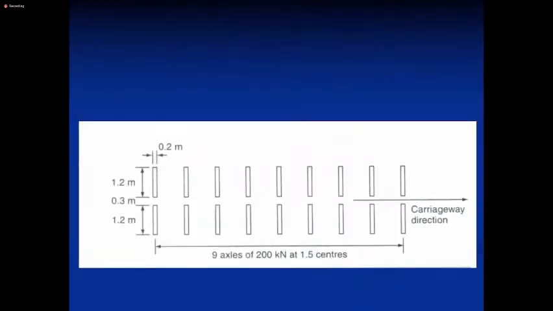Okay. And then HV vehicle is like this now. HV vehicle is like this. And it's a series of vehicles, a series of loads. 20 ton each, 20 ton, 20 ton. So you can see it's a fairly heavy load, HV load. It's like this.